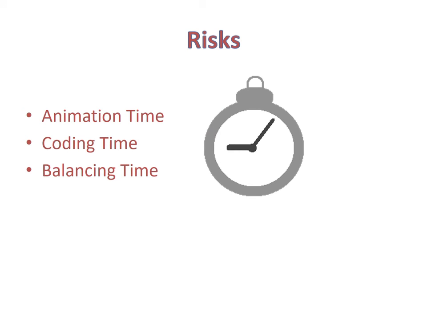Developmental risks revolve around managing time to animate, code, and balance the game. This will be mitigated by first focusing on animation and coding in the beginning to build the game, and then focus on playtests to make sure it is balanced and works properly.